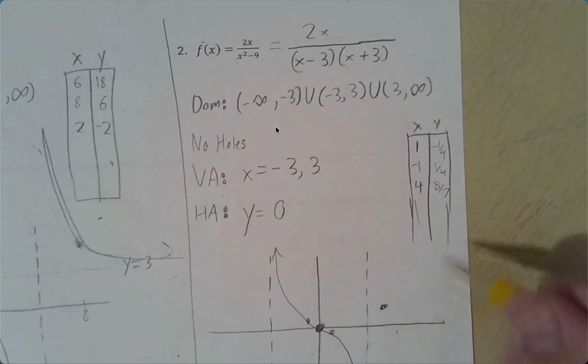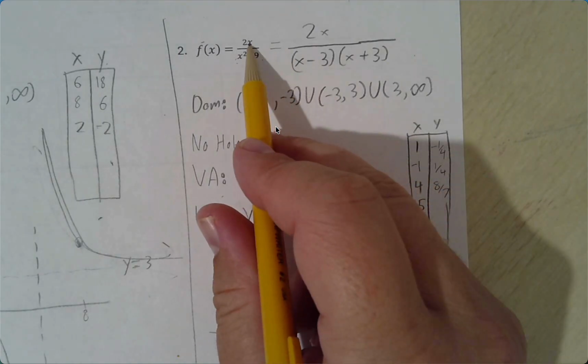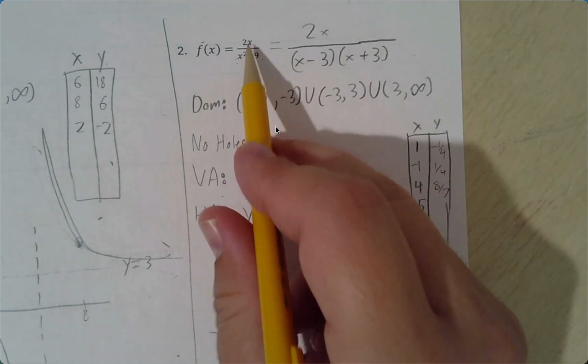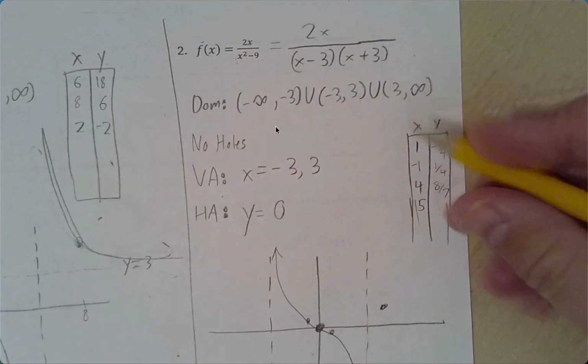So there we are. What if I plug in 5, just to get a better sense? Plugging in 5 will give me 10 over 25 minus 9, which is 16. 10 over 16.